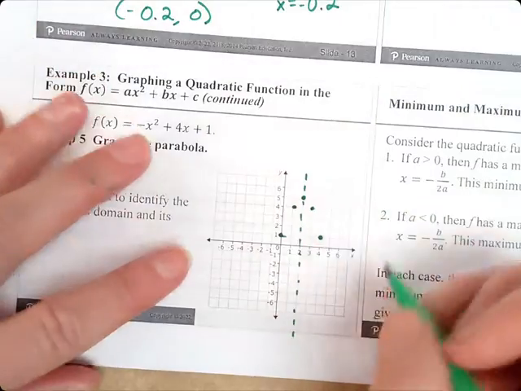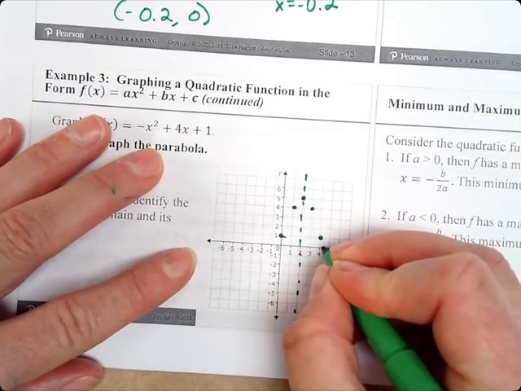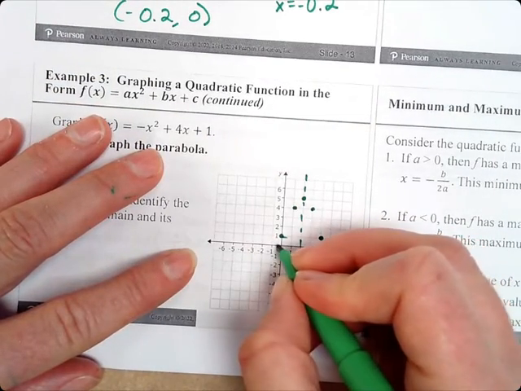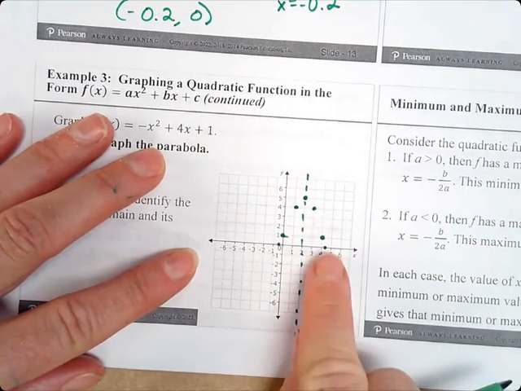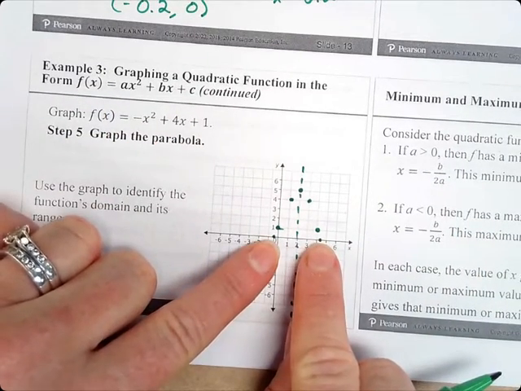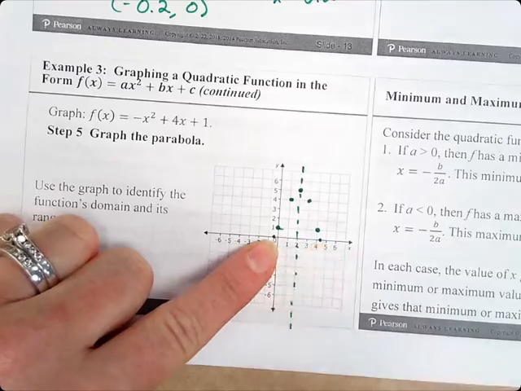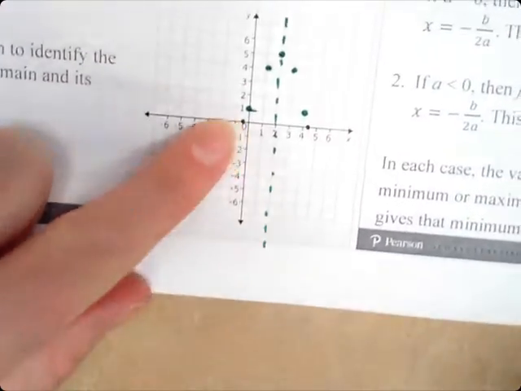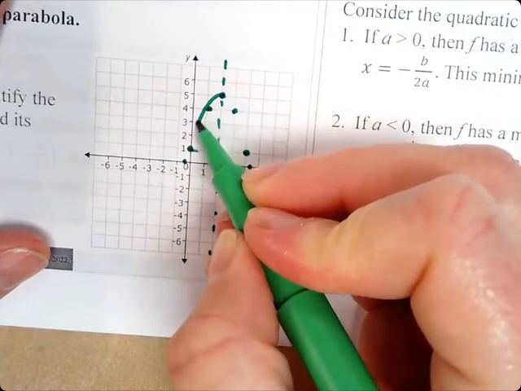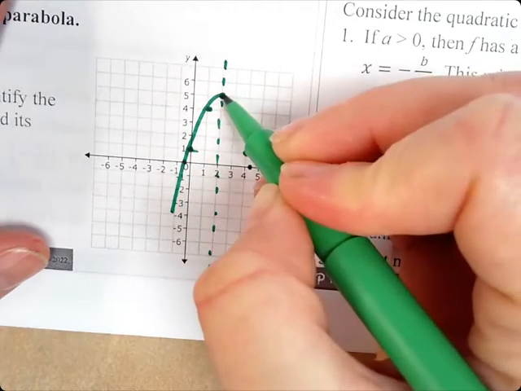And then we can kind of graph our x-intercepts. See, I said kinda. So you're kind of estimating where they'd be. So once you have them, you can do your parabola.